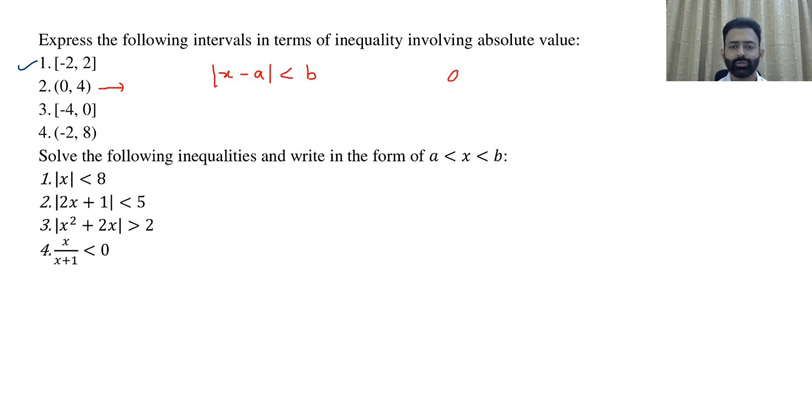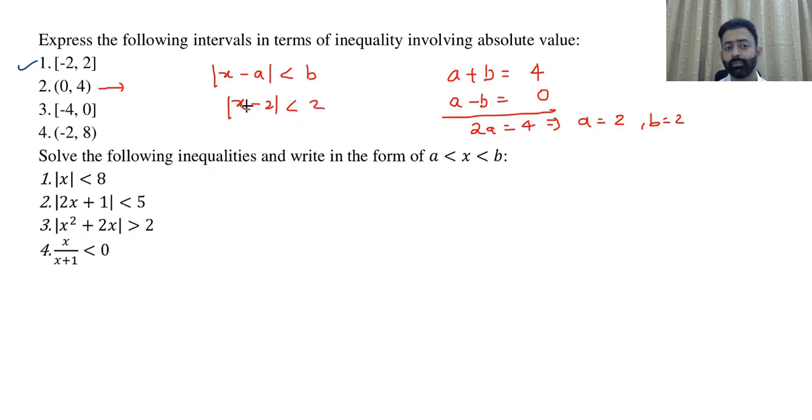So the upper value, which was denoted by a plus b, in this case is 4, and the lower value, a minus b, in this case is 0. If I add these two, we get 2a is equal to 4, meaning a is 2 and b is 2. So your inequality is mod of x minus 2 is less than 2. And remember, here 4 and 0 are not included, so we are not applying any equality sign.